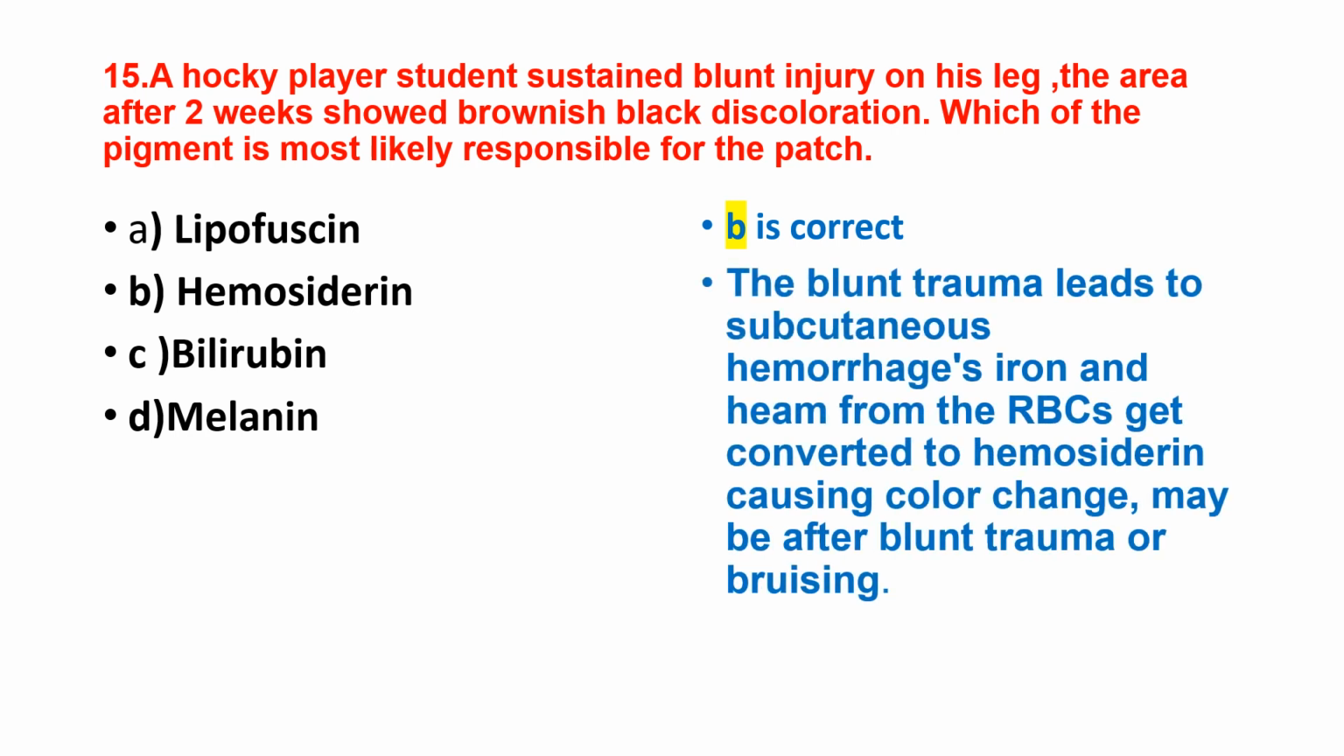The blunt trauma leads to subcutaneous hemorrhages. Iron and heme from the RBCs get converted to hemosiderin, causing color change, which may occur after blunt trauma or after bruising. So this is important, a structured or clinical scenario based MCQ.